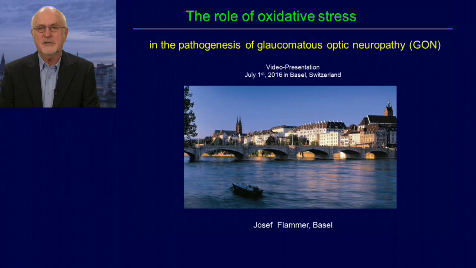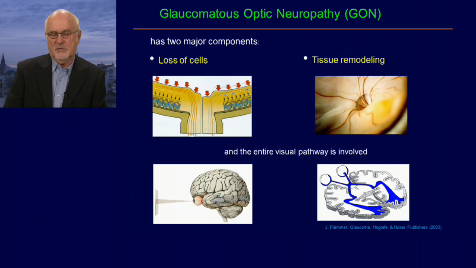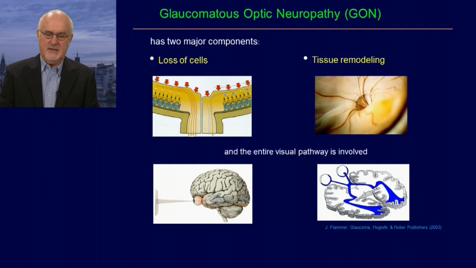Ladies and gentlemen, dear colleagues and friends, in this video presentation we would like to discuss the role of oxidative stress in the pathogenesis of glaucomatous optic neuropathy. As you know, glaucomatous optic neuropathy has two major components. One is the loss of retinal ganglion cells, their axons, and the other is the tissue remodeling leading to capping of the optic nerve head. And we know today that the entire visual pathway is involved.